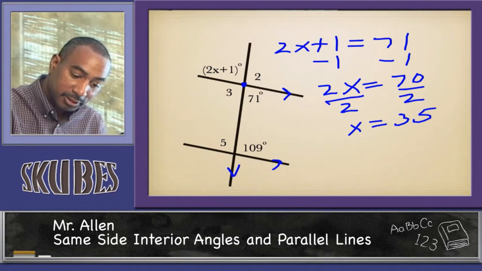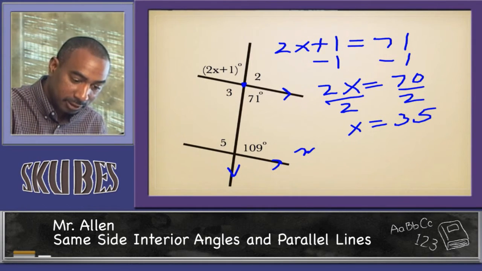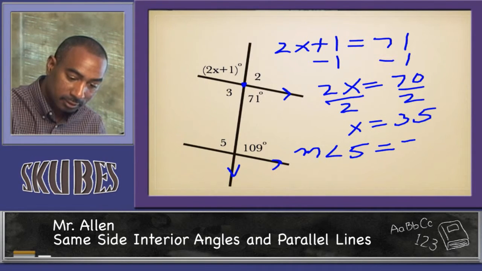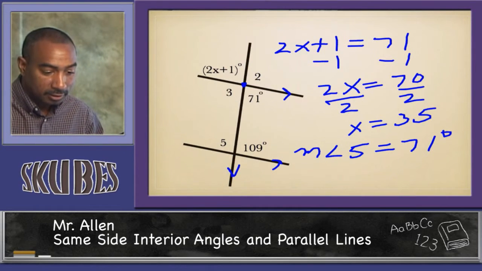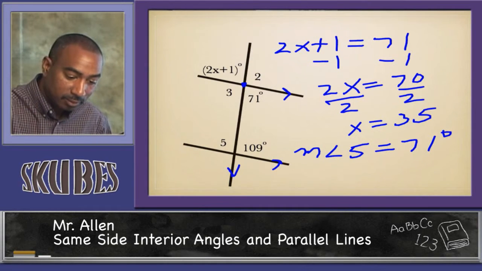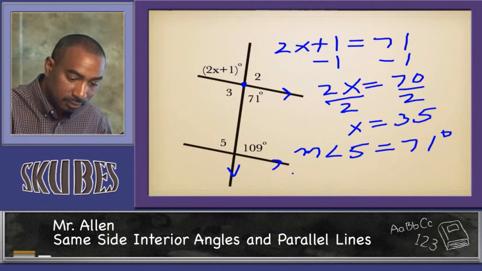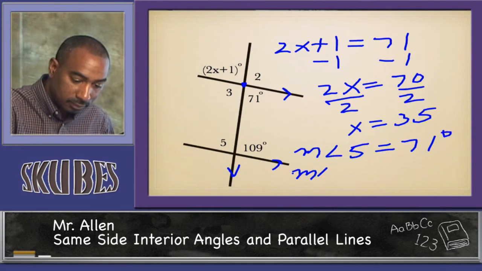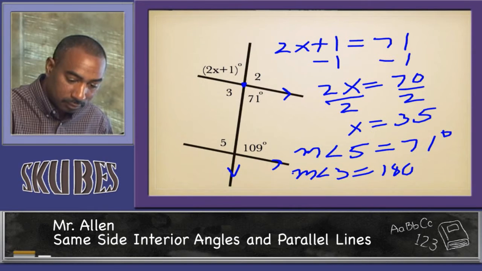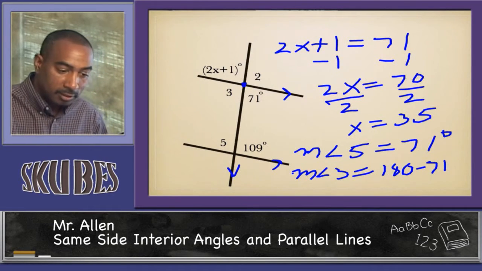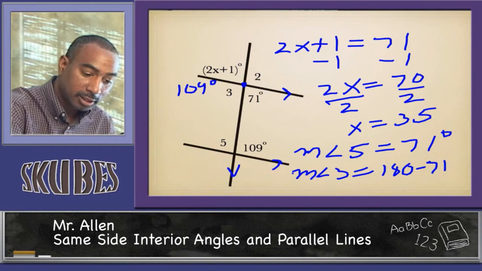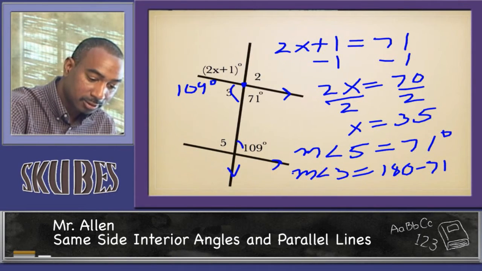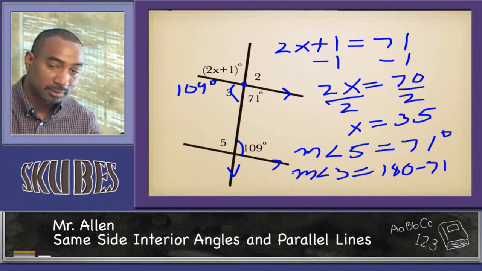Angle 5 must equal 71 degrees because alternate interior angles are congruent. So angle 3 is simply 180 minus 71, which means that the measurement of angle 3 has to be 109. But notice that angle 3 is alternate interior to this angle, which also forces it to be 109. Alright, this concludes my lesson for today.